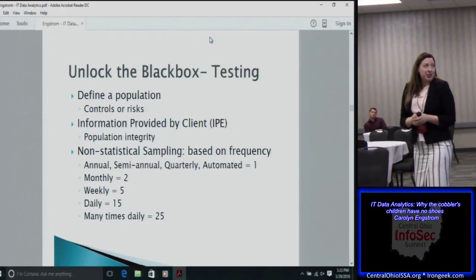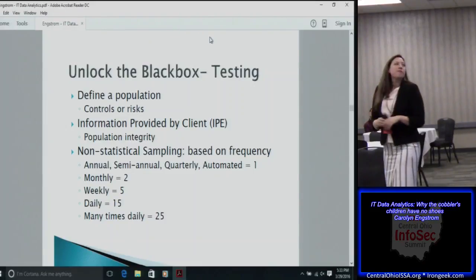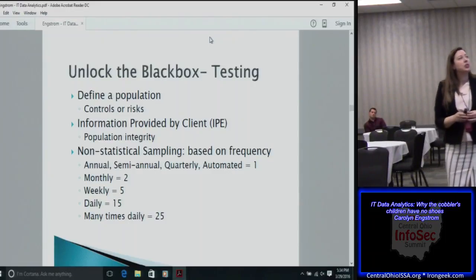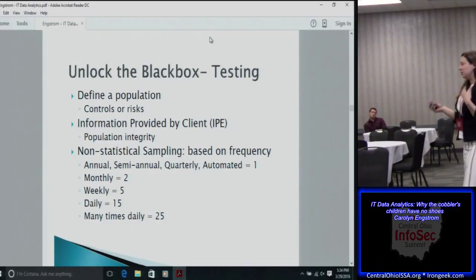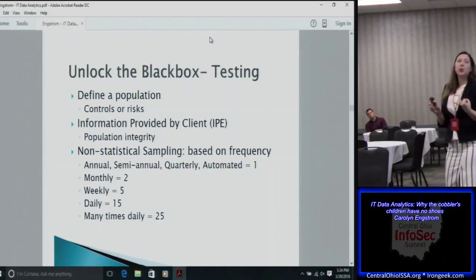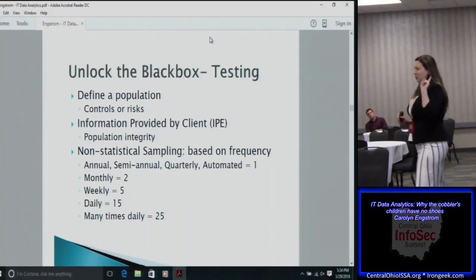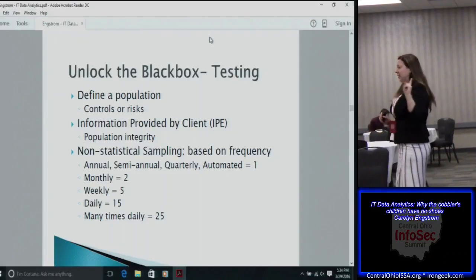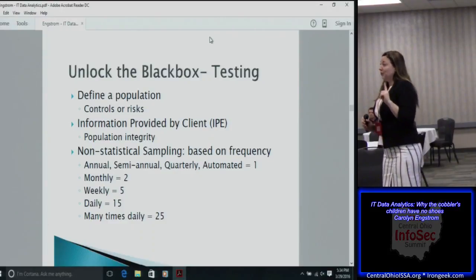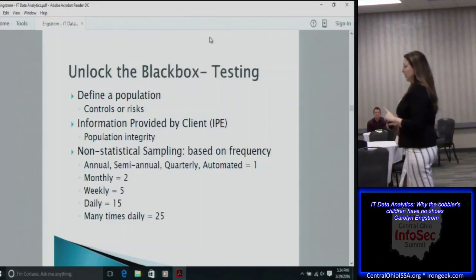Now, they have three sampling procedures to know, and you're probably pretty familiar with this. And why is this a problem? We have non-statistical sampling, which is how we usually test controls, and it's based on the frequency. If you have an annual review, a semi-annual review, a quarterly, or an automated control, you have a sample collection of 1. So with an annual control, you tested 100% of your population. The semi-annual control, you only tested 50% of the population. And if it's a quarterly control, you only tested 25% of your population.